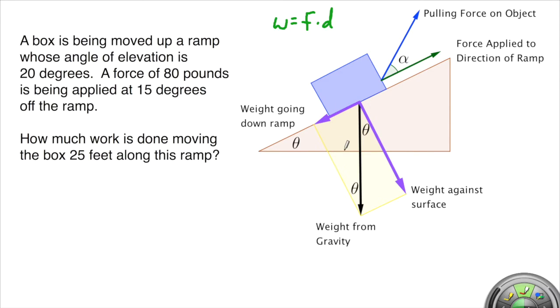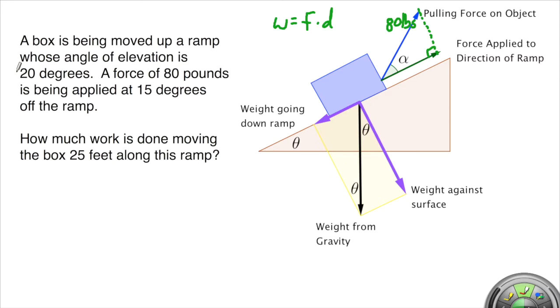It's not off of the horizontal down here. How much work is done by moving the box 20 feet along this ramp? So like I said, even though the force is being applied in this direction, 80 pounds, we need to move the force in the direction that the motion is going, along the ramp. And the nice thing about this is it's a projection of the vector down onto this line, which has the same degree as the ramp.